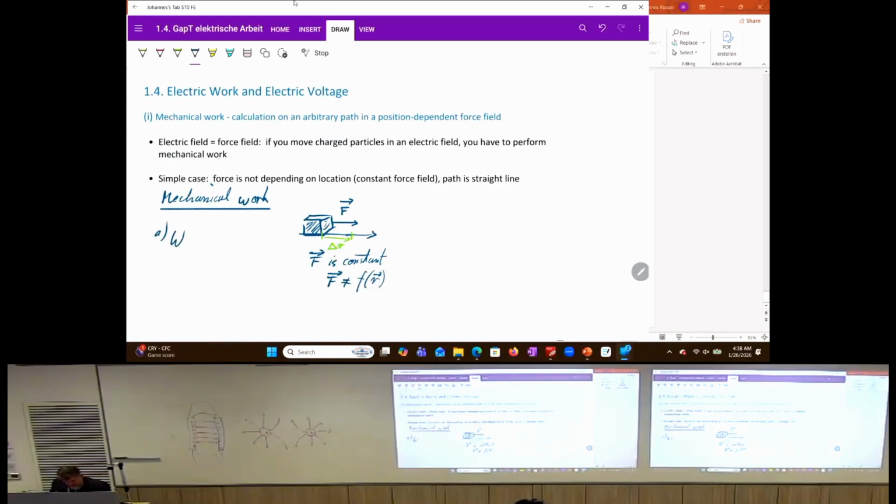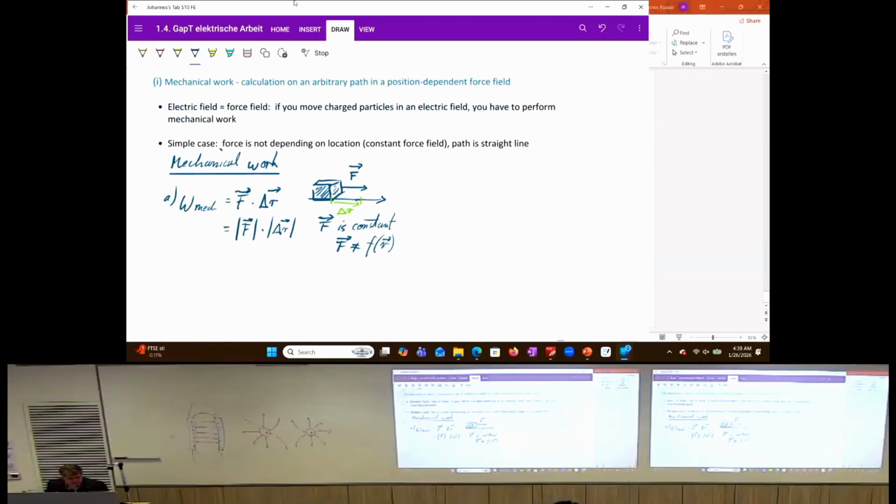The mechanical work that you have to put in is given by the force times the delta R. And in this convenient case, because F is constant, it is not a function of R, you can just take the absolute value of F, because it is constant and completely aligned with your delta R. So you basically just have to take the absolute value of the force times the absolute value of the distance you're shifting it.